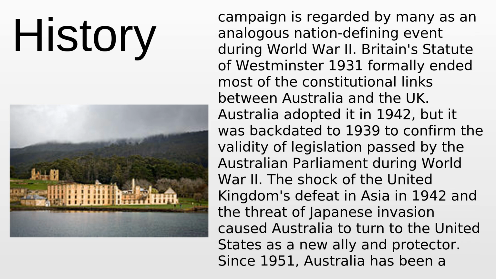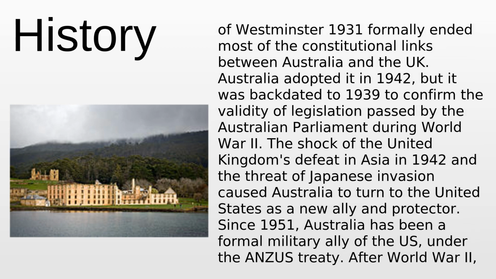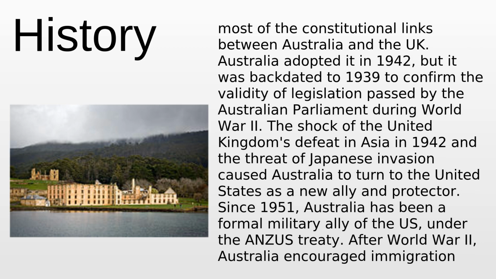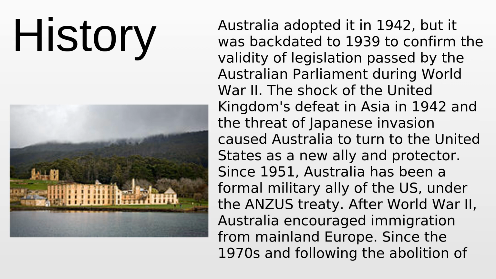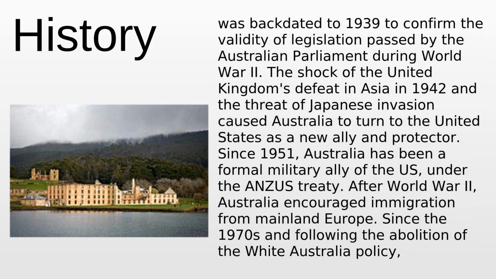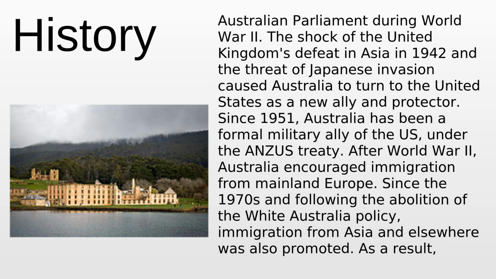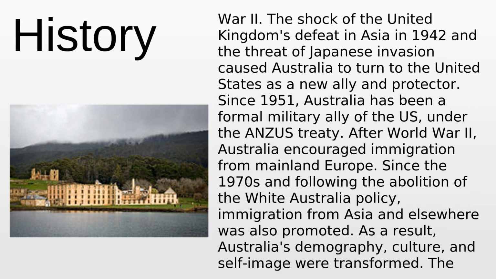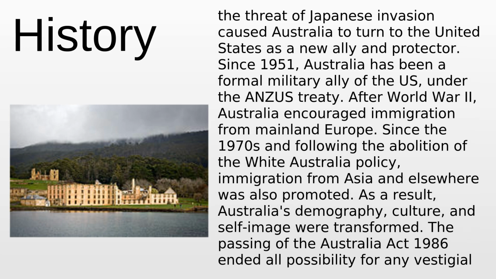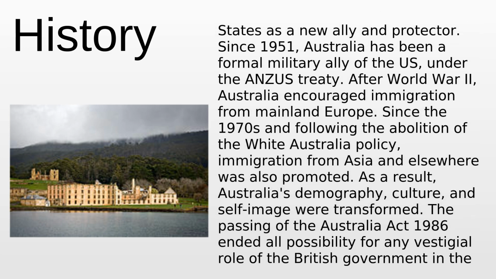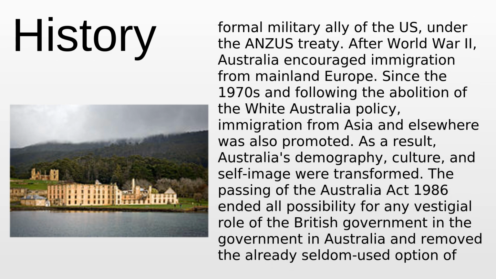Britain's Statute of Westminster 1931 formally ended most of the constitutional links between Australia and the UK. Australia adopted it in 1942, but it was backdated to 1939 to confirm the validity of legislation passed by the Australian Parliament during World War II. The shock of the United Kingdom's defeat in Asia in 1942 and the threat of Japanese invasion caused Australia to turn to the United States as a new ally and protector. Since 1951, Australia has been a formal military ally of the US, under the ANZ-US Treaty.